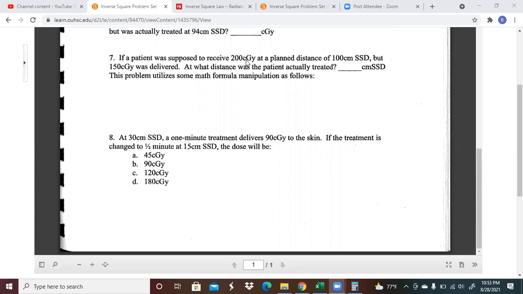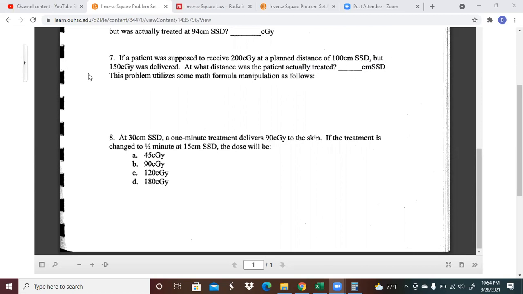If a patient was supposed to receive 200 centigray at a planned distance of 100, but pardon me, 150 centigray was actually delivered, at what distance was the patient actually treated? In other words, they were supposed to get this. What they actually got was this. So they weren't treated here. The question is, at what SSD were they treated?